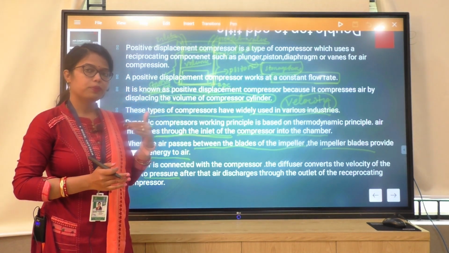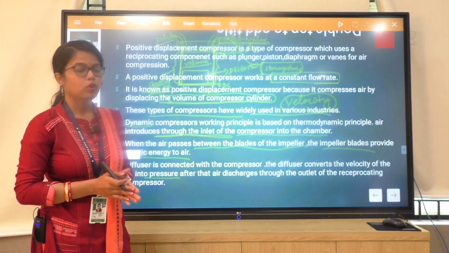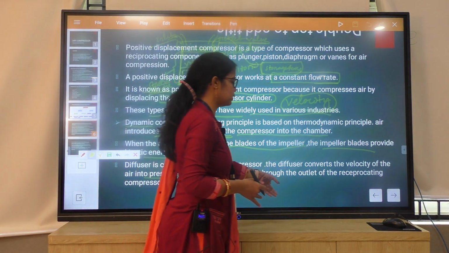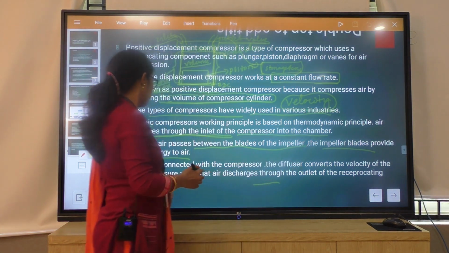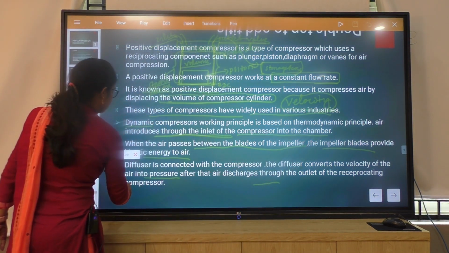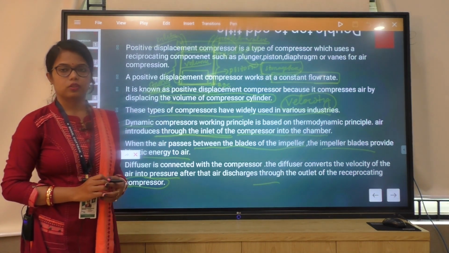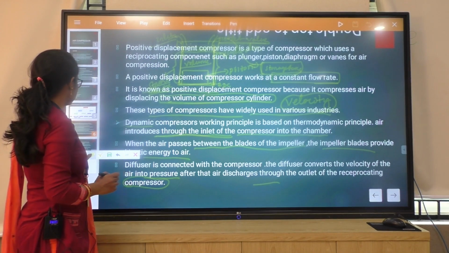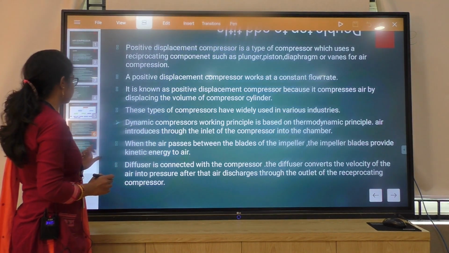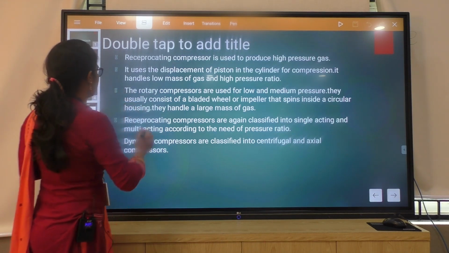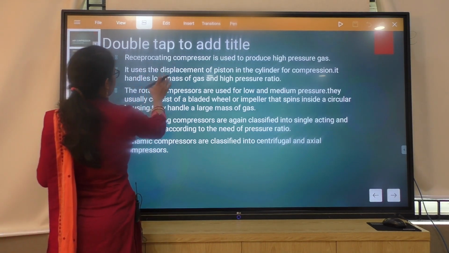That means low pressure air is converted into high pressure air, and after that it will be discharged through the outlet of the compressor. Okay. Clear? Coming to the next slide, the reciprocating compressor.